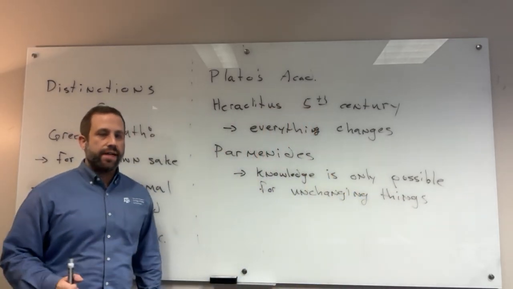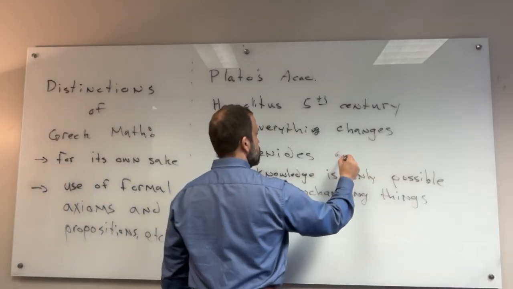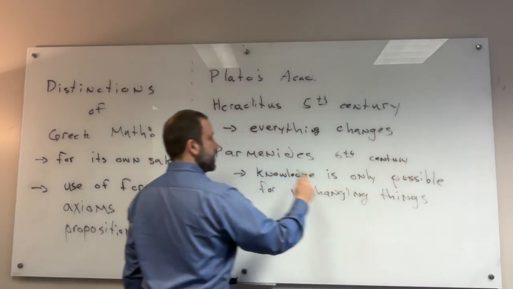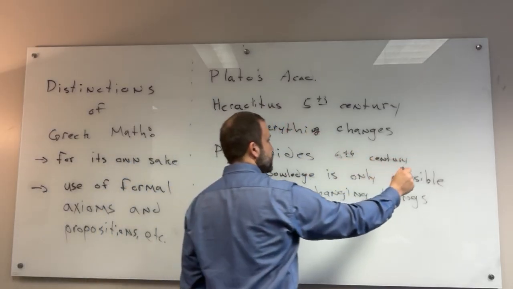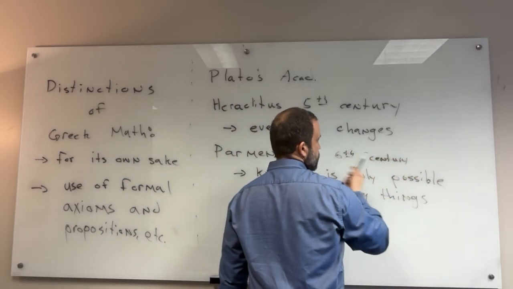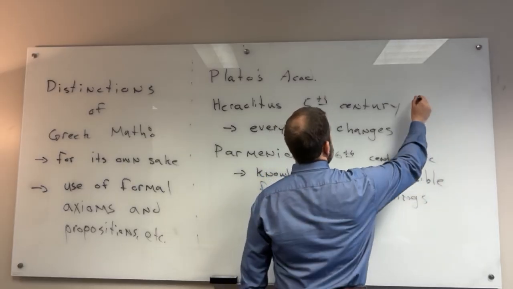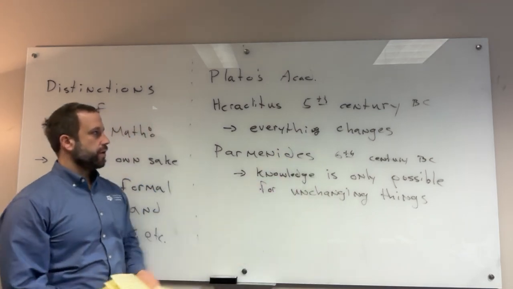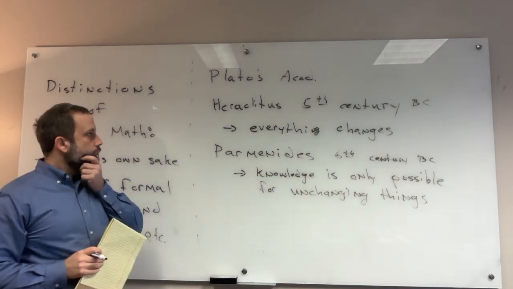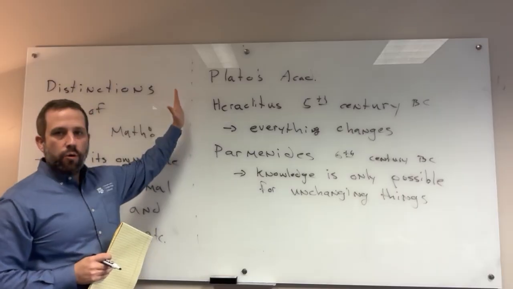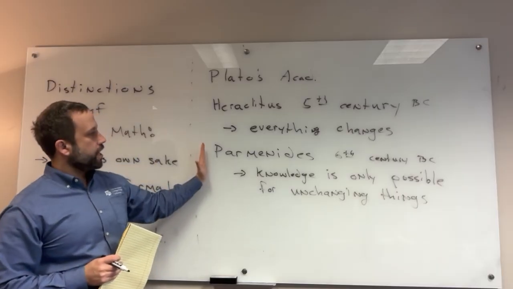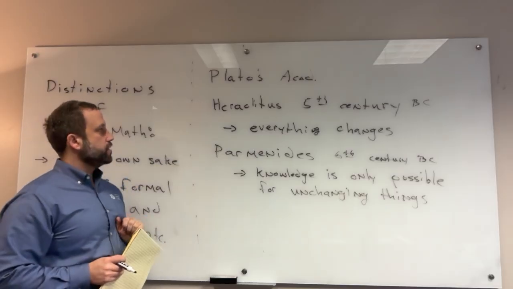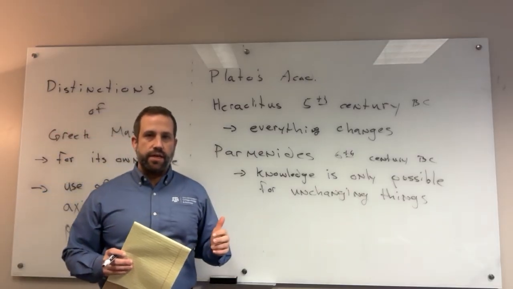Okay, so this is 6th century, and notice I said he was before him, so this is BC here and BC there. So this is earlier than that if we're doing it in BC time. So we've got one person here saying that knowledge is only possible for unchanging things. This person here says everything changes.